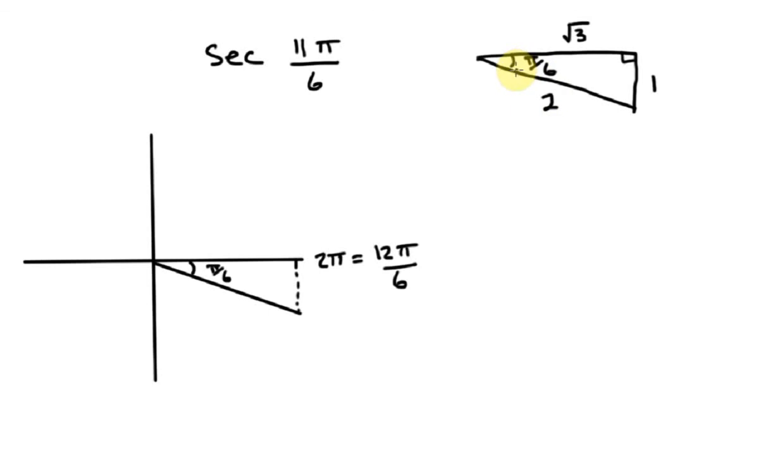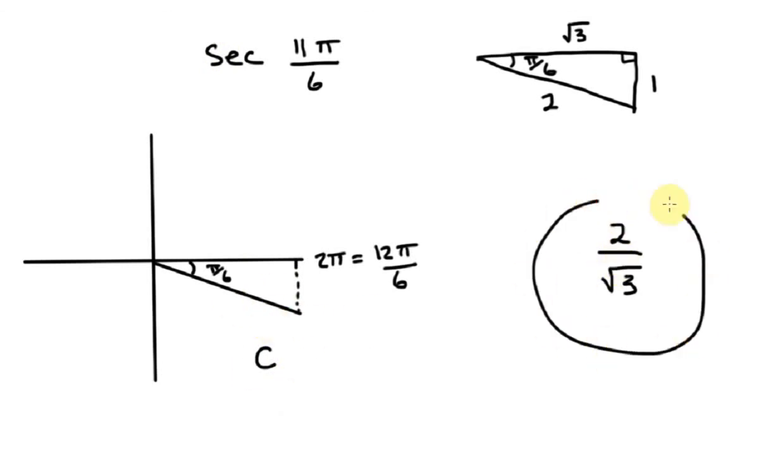Now this time I'm looking for the secant of this thing. Secant is the reciprocal of cosine. So instead of root 3 over 2, it's got to be 2 over root 3. And did somebody say cosine? My goodness, the CAST rule says cosine and its reciprocal are kept positive in this quadrant. So guess what? There's our answer.